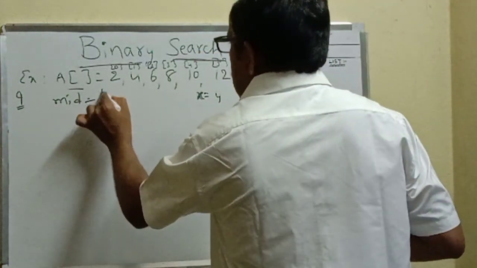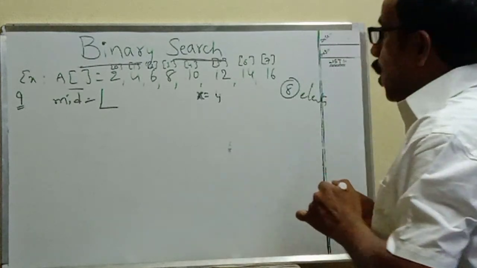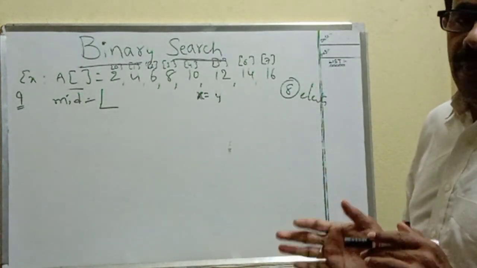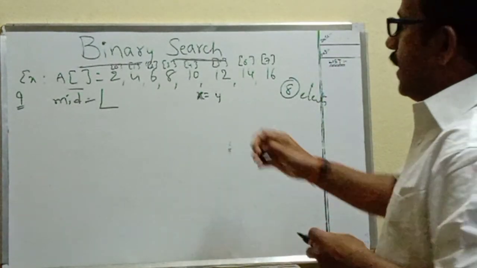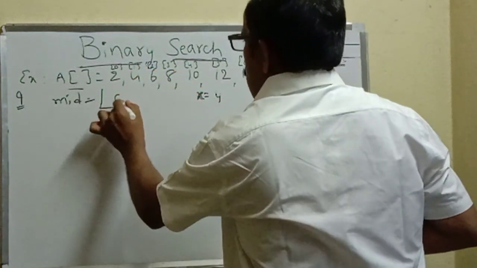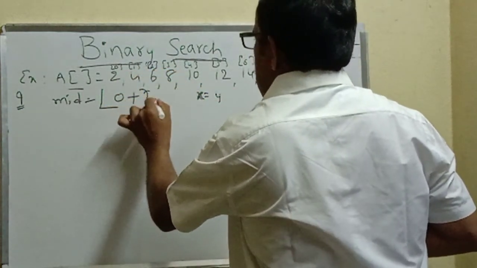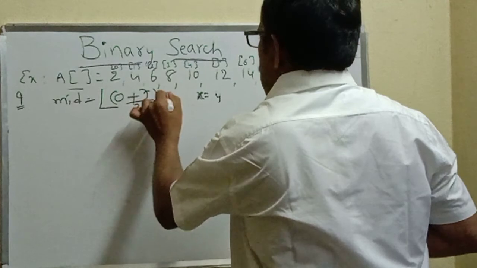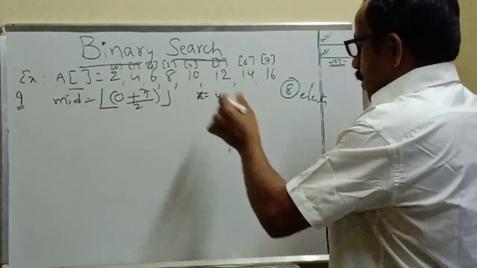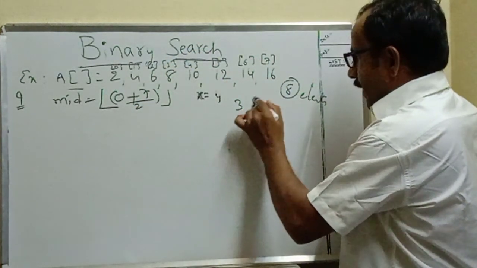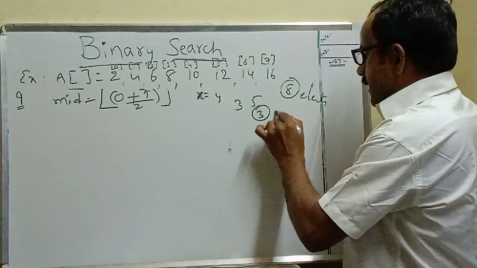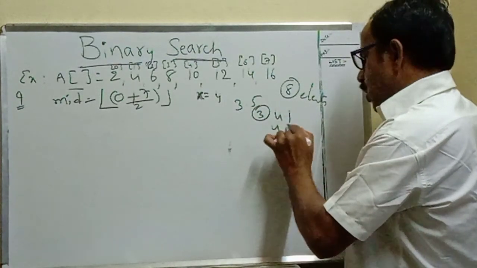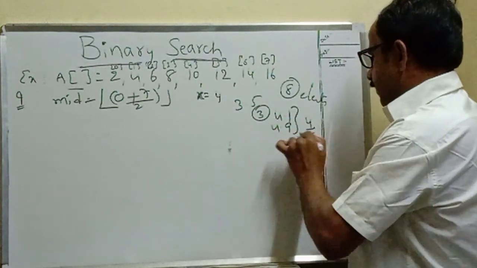Then how can we calculate mid now? Mid is the low location number plus the high location number, divided by 2. What is the low location number? 0. What is the high location number? 7, by 2. Take the floor. Floor means, suppose you get a resultant value of 3.5, then take 3. If our resultant value is 4.1 or even 4.9, you must take 4 only. Okay?